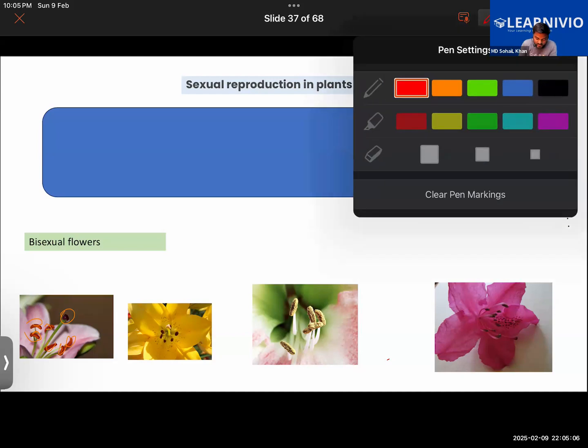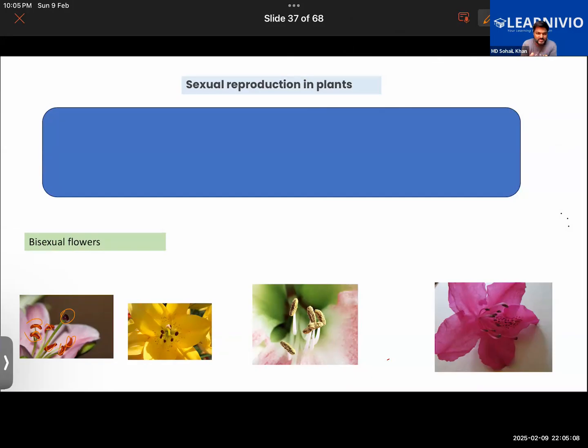Okay, see. About the sexual reproduction in plants, we have learned that the reproductive parts of the plant, namely the flowers. So in sexual reproduction in plants, the main thing is that there is involvement of the gametes. The sex cells are involved in this, respectively the male and the female gametes are involved in sexual reproduction.